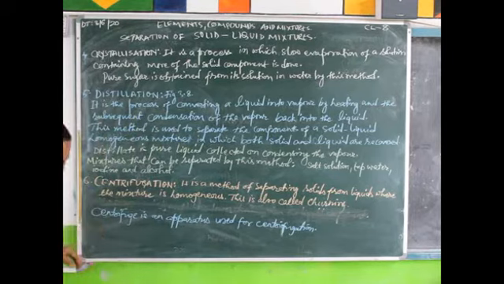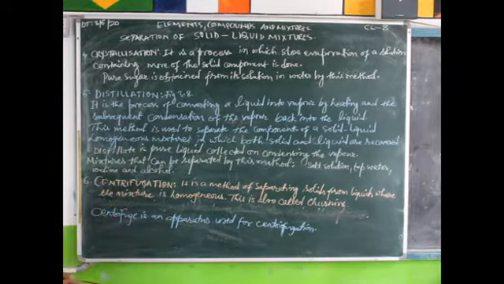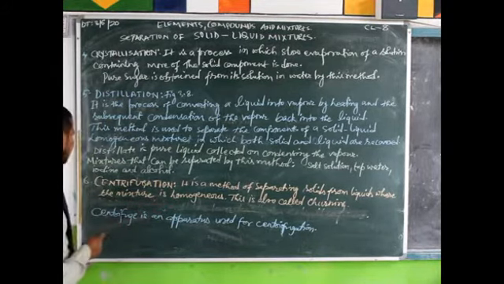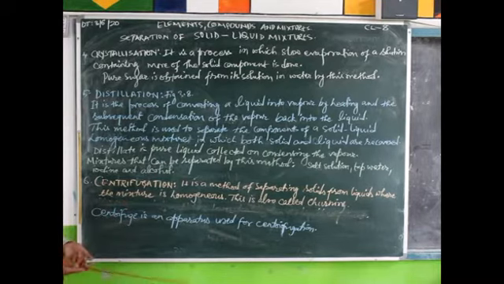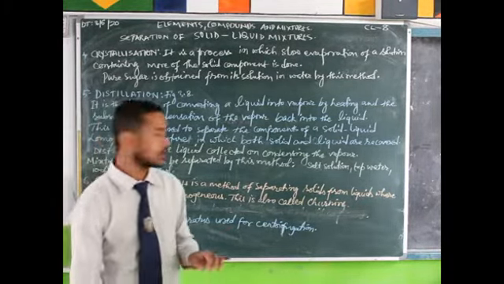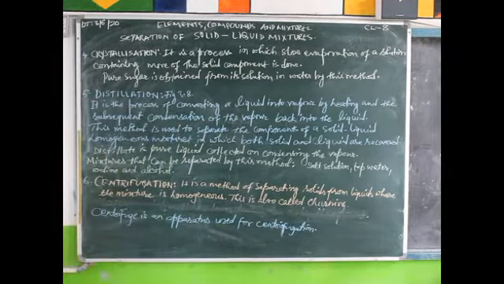Now, what kind of mixtures can be separated by using centrifugation? Solid-liquid homogeneous mixtures. That means especially milk. Milk is a solid-liquid homogeneous mixture, so that can be done. Then what is the apparatus we need for centrifugation? Centrifuge. So what is a centrifuge? A centrifuge is an apparatus used for centrifugation.